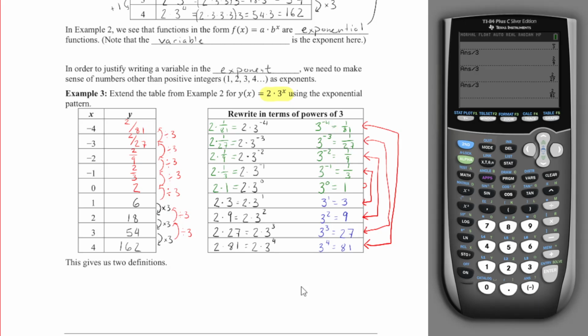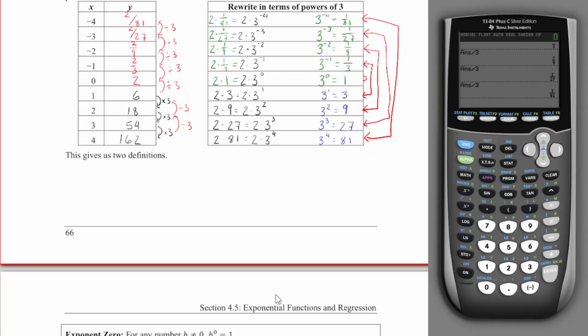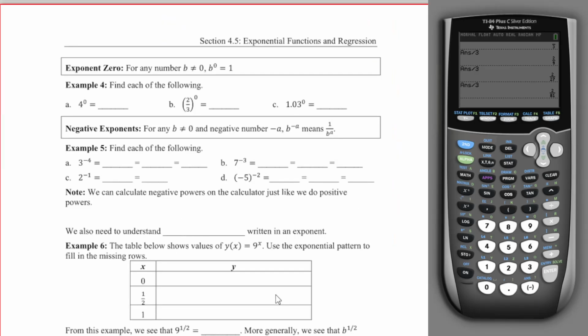This gives us 2 rules, or at least shows us examples of 2 rules. A rule for what an exponent 0 means, and a rule for what negative exponents mean. The first one is simple. If we have any number that isn't 0, we raise it to the 0th power, we get 1. So 4 to the 0th power, that's 1. 2/3 to the 0th power, that's 1. 1.03 to the 0th power, that's also 1.